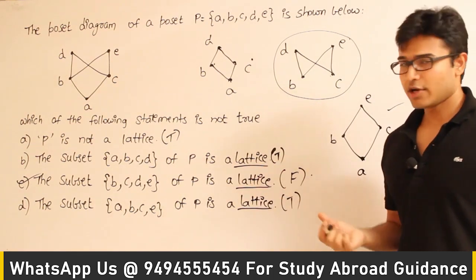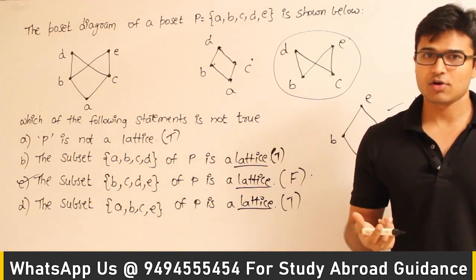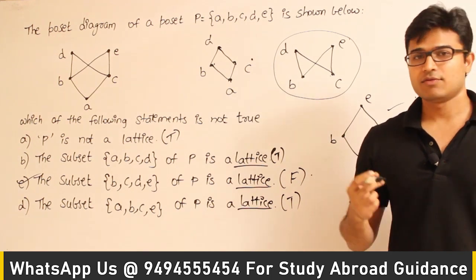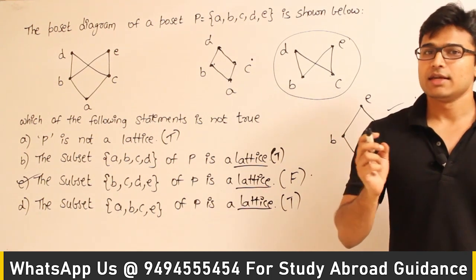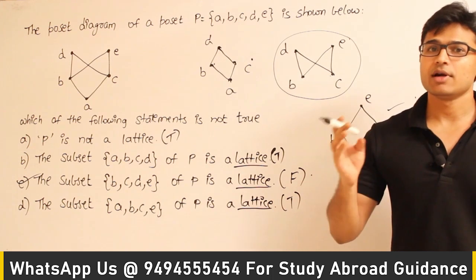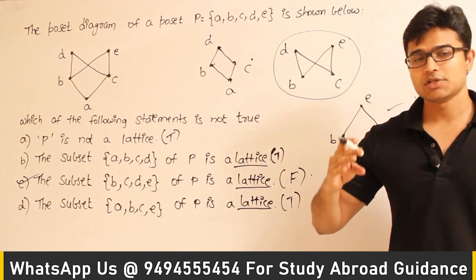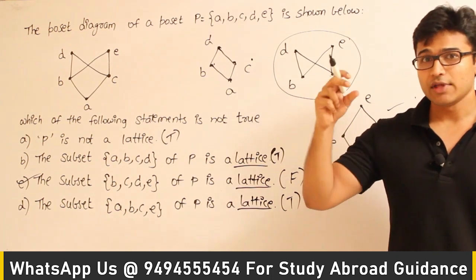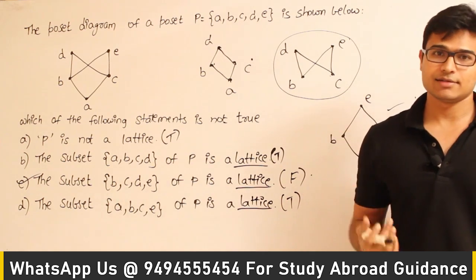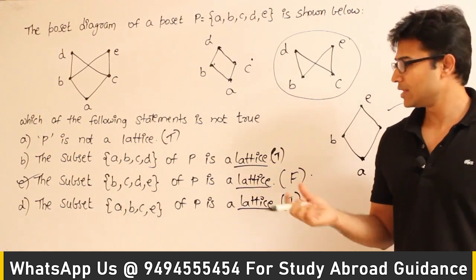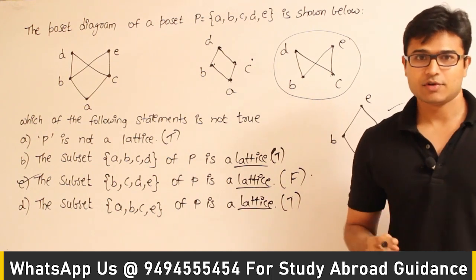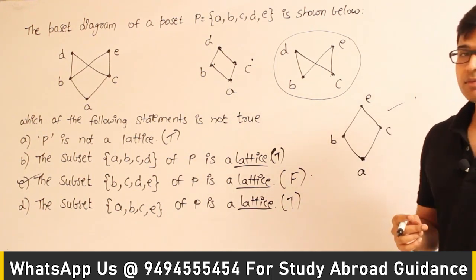In case the question would have been whether it is a sublattice or not, it is not just enough that every pair of the elements have a least upper bound and greatest lower bound, but they should also match the least upper bound and greatest lower bound of the corresponding elements in the original lattice. Then only we can say that it is a sublattice. But here the question is about lattice, not about sublattice. Let's see one example on sublattice as well.